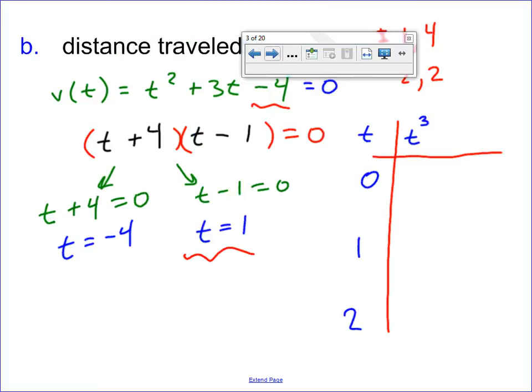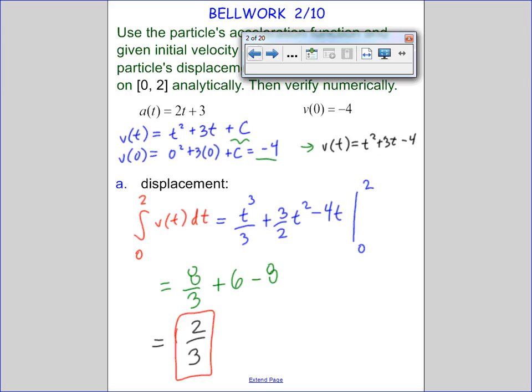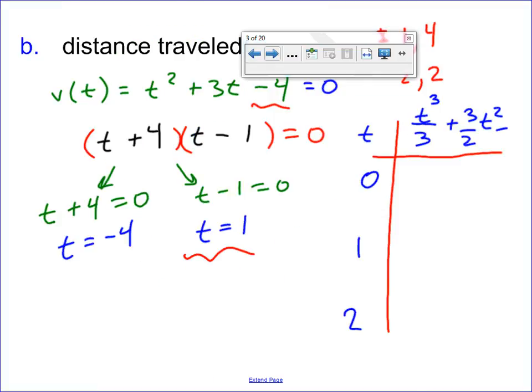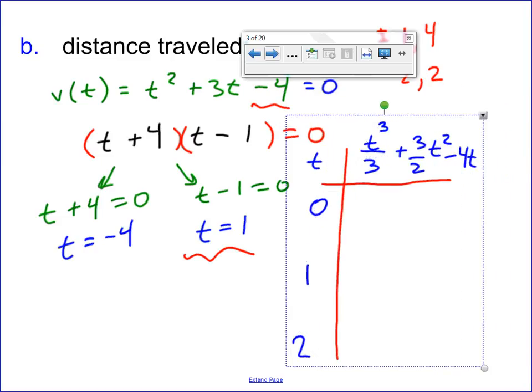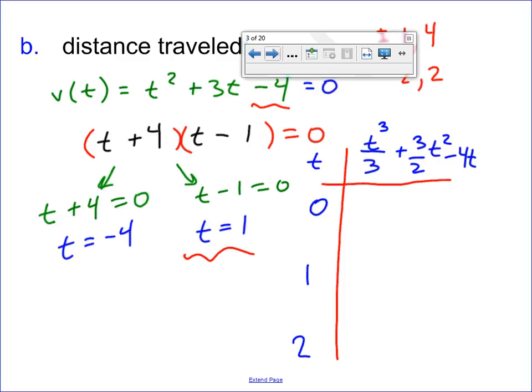Oh gosh, I forget, t cubed over 3 plus 3 halves t squared, and then it was minus 4t. Oh, that's tight. It's going to work out perfectly. So let's go ahead and evaluate. 0 in, I got that one. 1 in: 1/3 plus 3 halves minus 4. I bet we can do that.